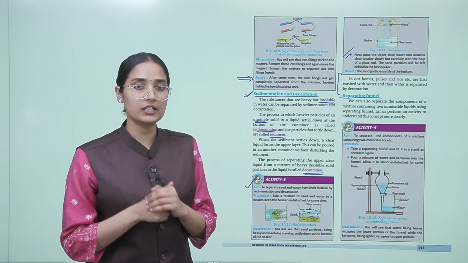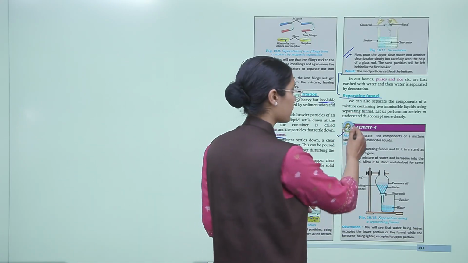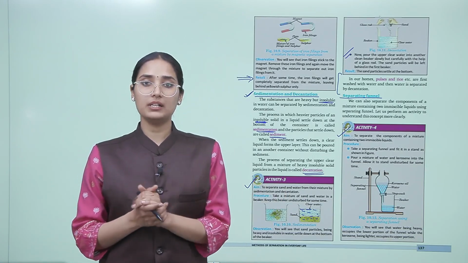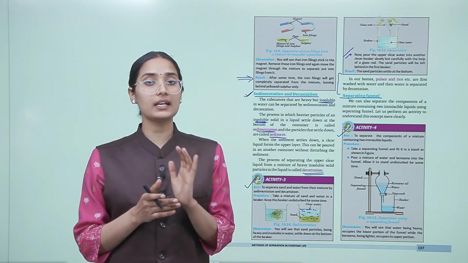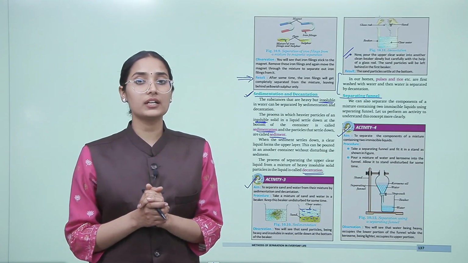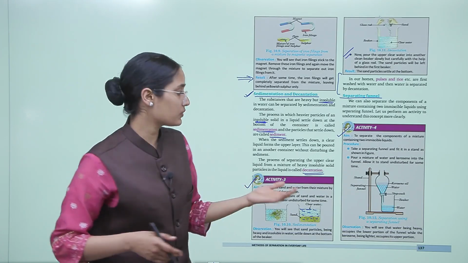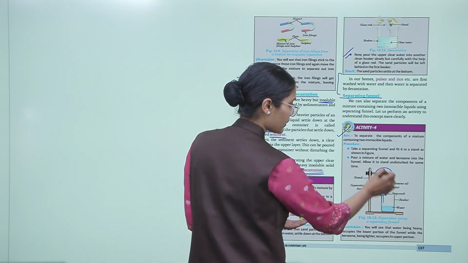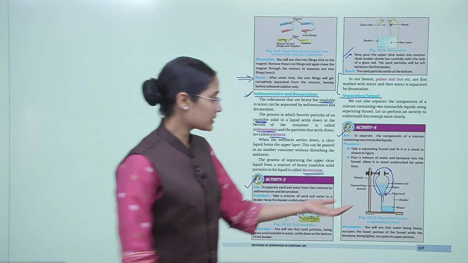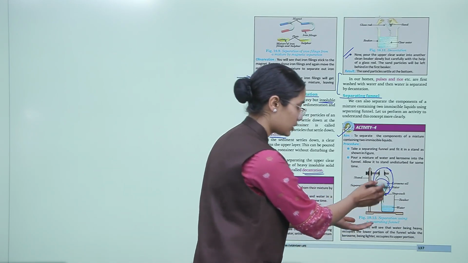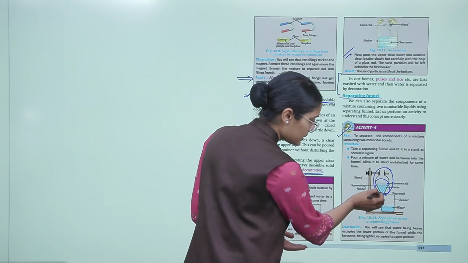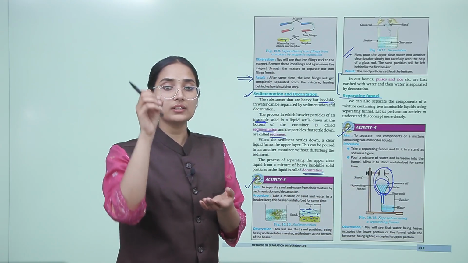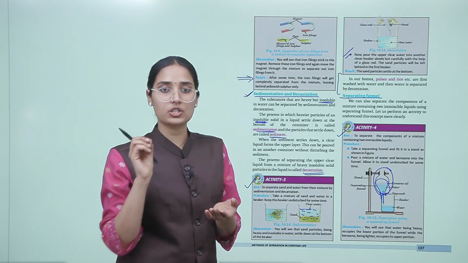So let's do this activity to understand this process. To separate the components of a mixture containing two immiscible liquids, take a separating funnel and fit it in a stand as shown in this figure. So this is how a separating funnel looks. This is the place where you pour the mixture, and this is the tube from where the separated liquid will come out.